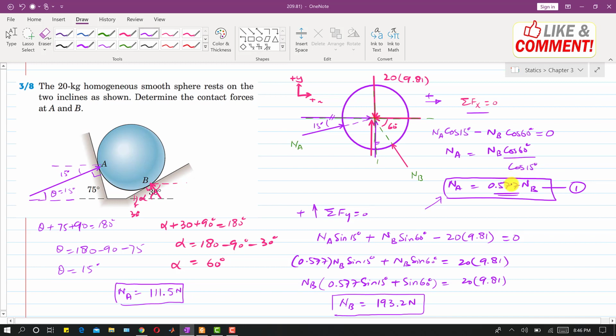I have done one small mistake here. This is 0.517, right? So this is 0.517 NB. So if we put 0.517 here, this NB comes out to be 196.2, right? And now if we put this value in this, we will get 0.517 into 196.2, so this comes out to be 101.4 newtons, right? So this is the solution of this problem.